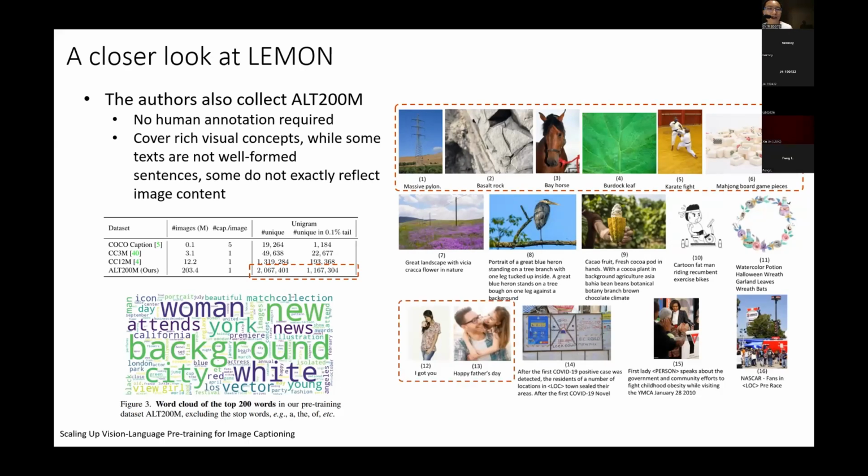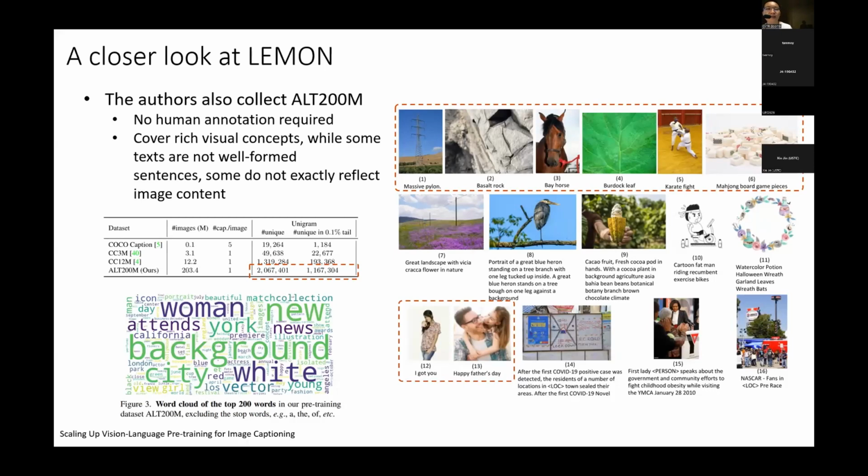Another property is that some captions do not exactly reflect the image content. If you see the bottom left two images, the first image is a woman making a gesture, and the caption is "I got you." So it's not reflecting what the image is about, and it's more about learning social common sense. The second image has the caption "Happy Father's Day," which I think echoes today's topic quite well. So Happy Father's Day to all the fathers in this room, if you are a father.